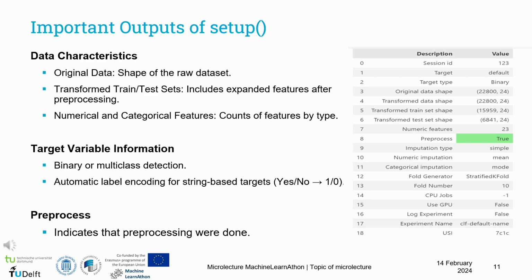In addition to analyzing the features, PyCaret also inspects the target variable. It determines whether the task is binary or multi-class classification, and automatically encodes string-based categories into numeric labels, such as converting yes and no into 1 and 0. Overall, this output gives us a clear view of how the data has been prepared.